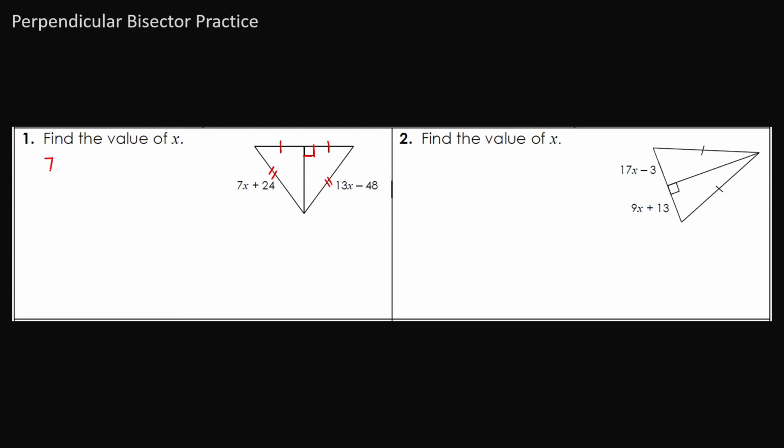So we can write the equation 7x plus 24 is equal to 13x minus 48. And from here we can solve. I'll do that pretty quickly here. Subtract 7x from both sides. Add 48. And x equals 12.